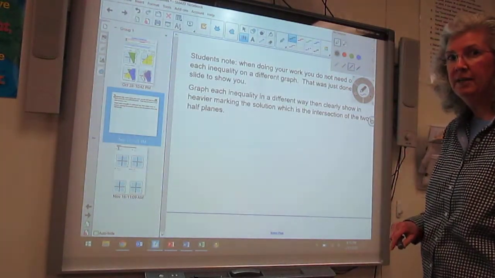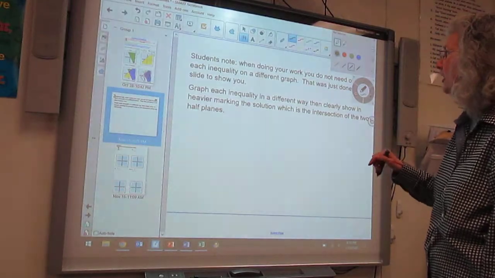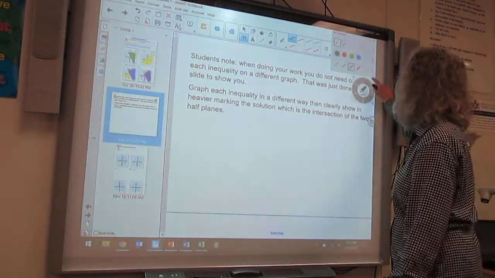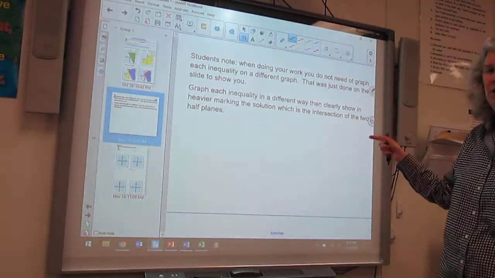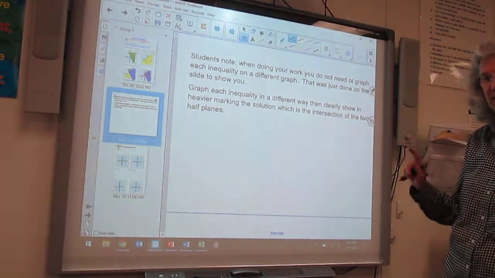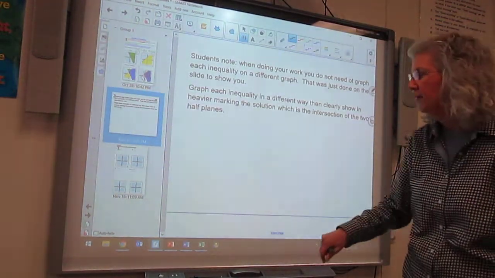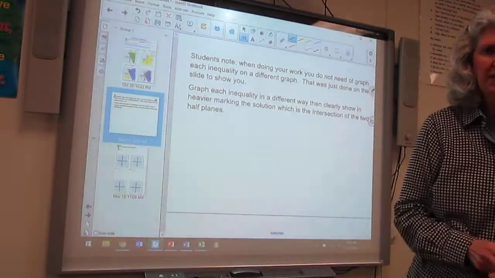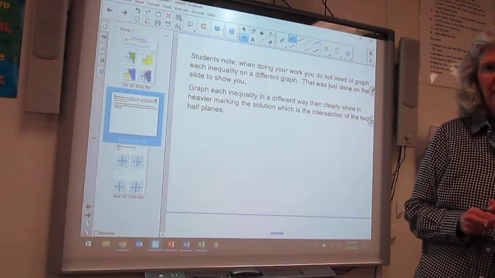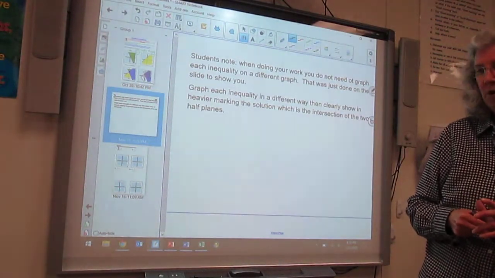You can read the beginning of the chapter, beginning of the section. Okay, when you're doing your work, you don't need to graph each one on a separate graph like that slide did. I just want to point that out to you. And there are some sample problems on the next slide that should be in your PDF if you want to practice those before you do your homework.